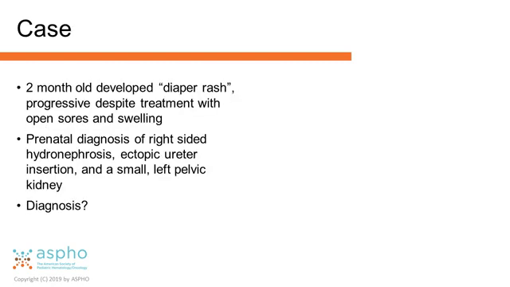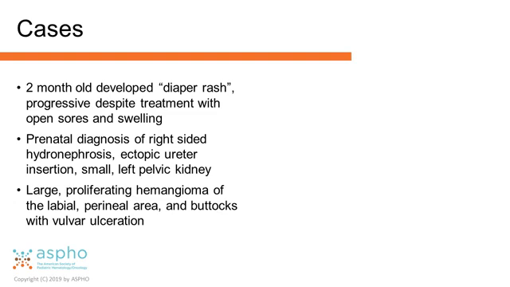In a similar case, a 2-month-old developed a diaper rash unresponsive to usual treatments for diaper dermatitis. In addition, she had a prenatal diagnosis of hydronephrosis, ectopic ureter insertion, and a small left pelvic kidney. Now, what if I also told you that she had a large proliferating hemangioma of the labia, perineal area, and buttocks with vulvar ulceration? What is the diagnosis you're thinking of here?